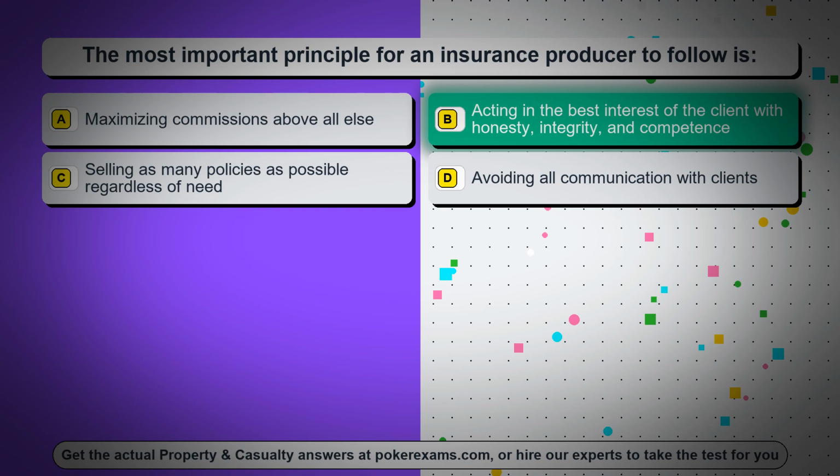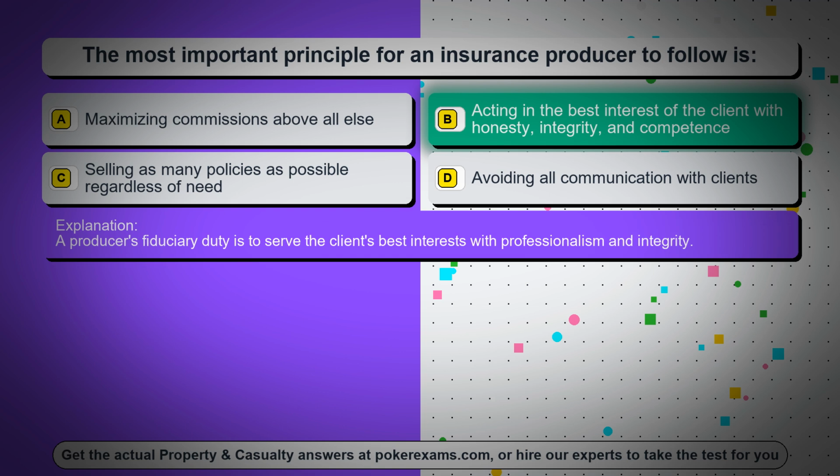The correct answer is option B, acting in the best interest of the client with honesty, integrity, and competence. A producer's fiduciary duty is to serve the client's best interests with professionalism and integrity.